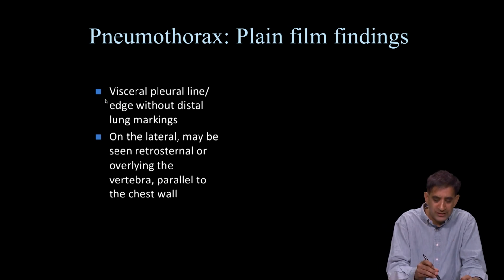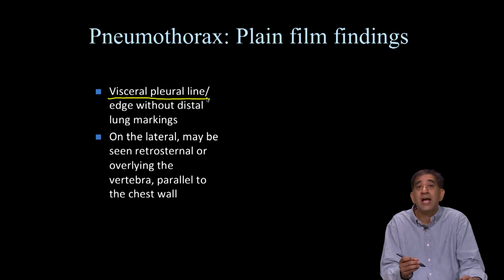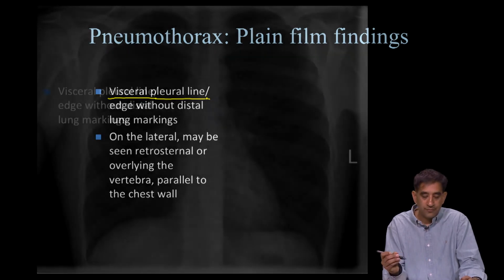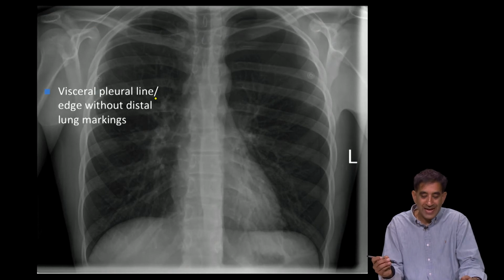As I just showed you, you're going to see the visceral pleural line or edge of the lung without distal lung markings. And on the lateral, you can see this retrosternally or overlying the vertebra parallel to the chest wall. So here is an example of a visceral pleural line edge without distal lung markings. And it may be difficult to see on your screen, so I'm going to draw in that visceral pleural line and now take it away.